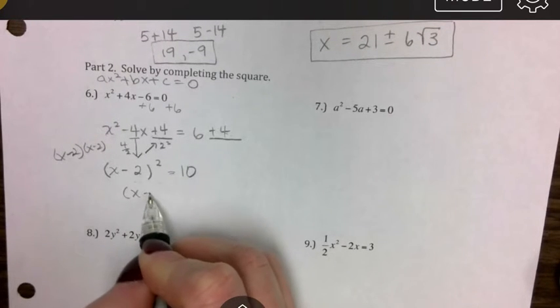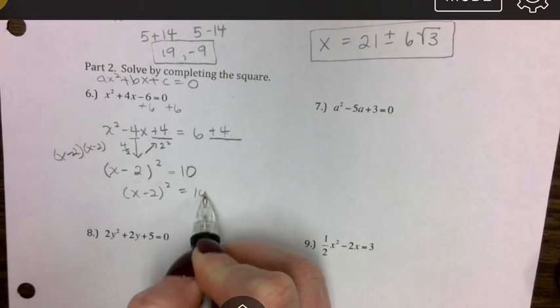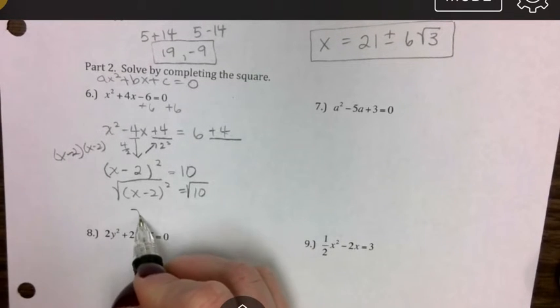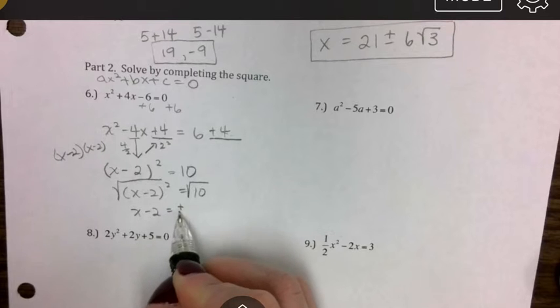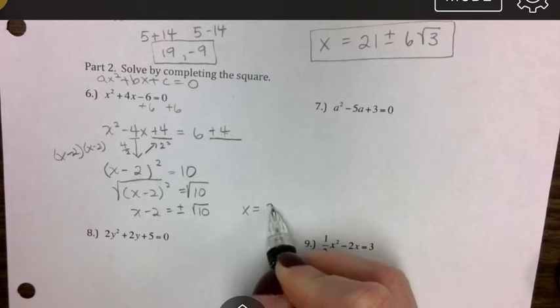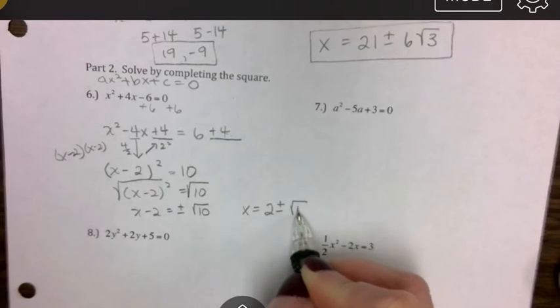And now, once we have this as a perfect square, we can take the steps that we did up above. So x minus 2 is equal to plus or minus the square root of 10. So x is equal to 2 plus or minus the square root of 10.